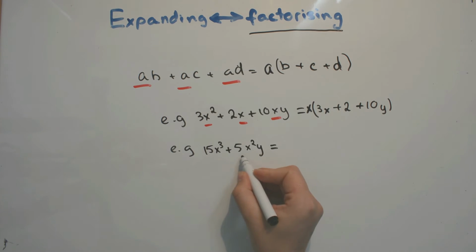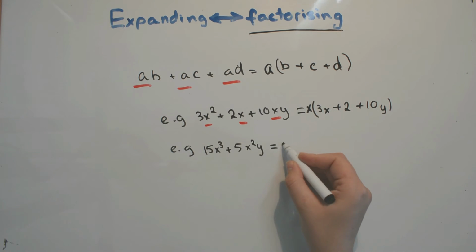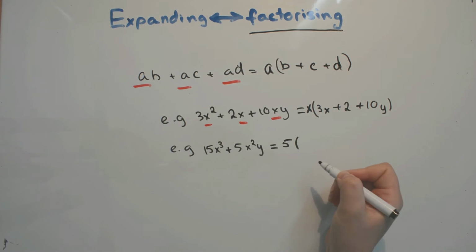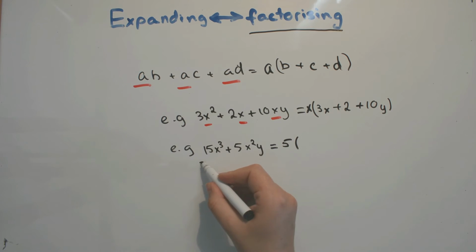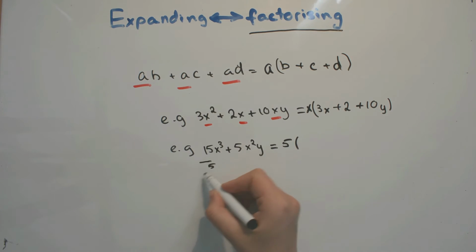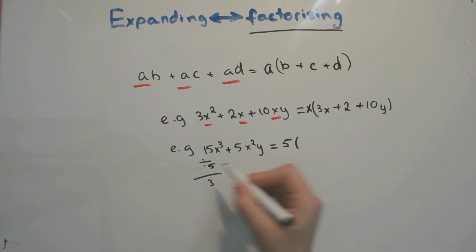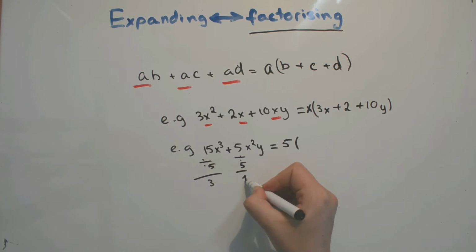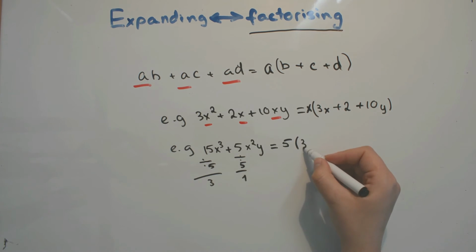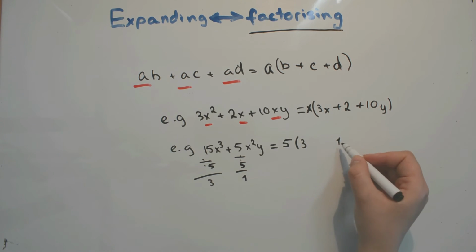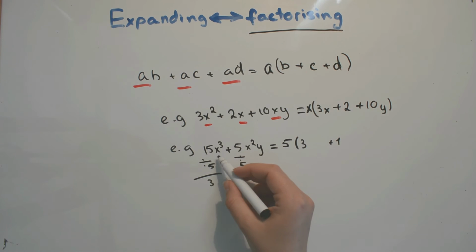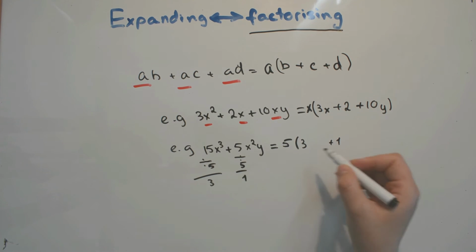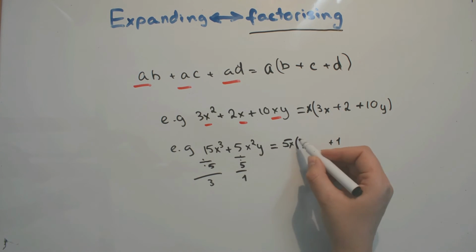So first of all, if you look at the numbers 15 and 5, they are both divisible by 5. Therefore, 5 is one of our factors. And if you do 15 divided by 5, we will get 3. So the 3 will go inside the bracket. And then 5 divided by 5 will be 1. So 1 will be our second part of the expression, and there will be a plus between them because that's what's originally in the expression.